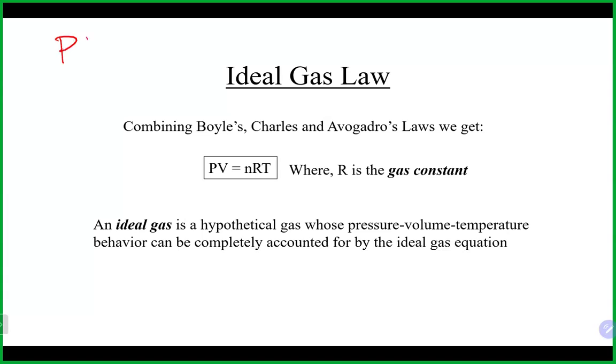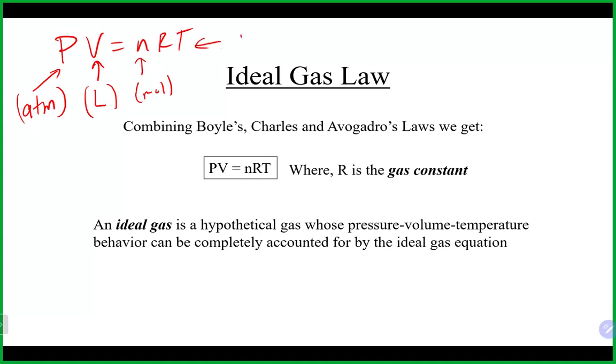So when you use PV equals nRT, the pressure in this equation has to be in atmospheres. The volume has to be in liters. The moles should be in moles. And obviously, like any other gas law, the temperature needs to be in Kelvin. So this is the most restrictive in terms of what units everybody has to be in. The reason for that is R.